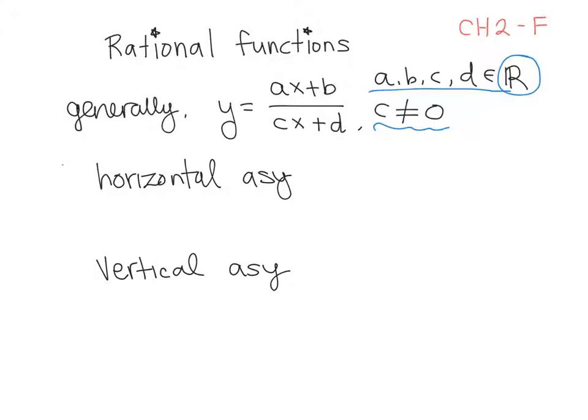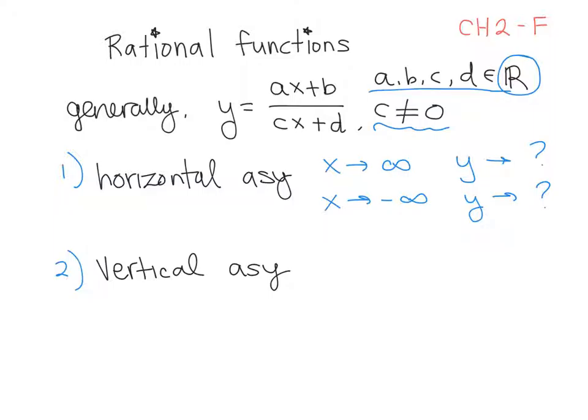Rational functions generally come with horizontal and vertical asymptotes. For a horizontal asymptote, we need to look at the behavior of the function as x approaches positive infinity, what happens to the y value, and as x approaches negative infinity, what happens to the y value. Where are these numbers approaching? We need to study these two things in order to define a horizontal asymptote.